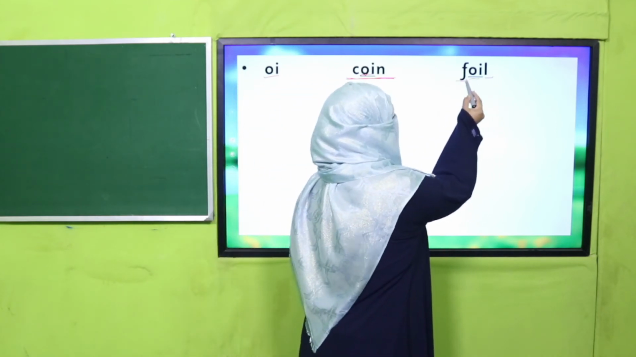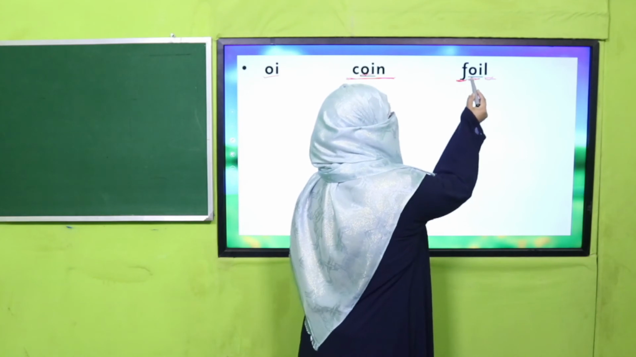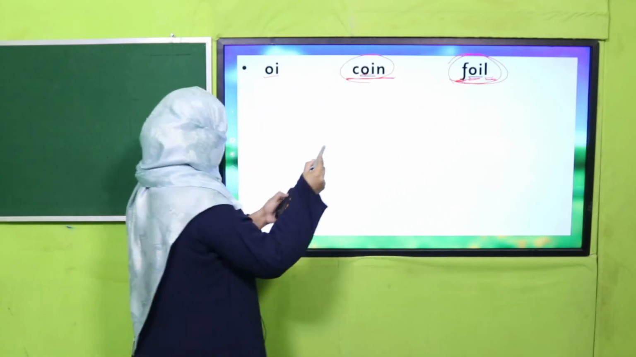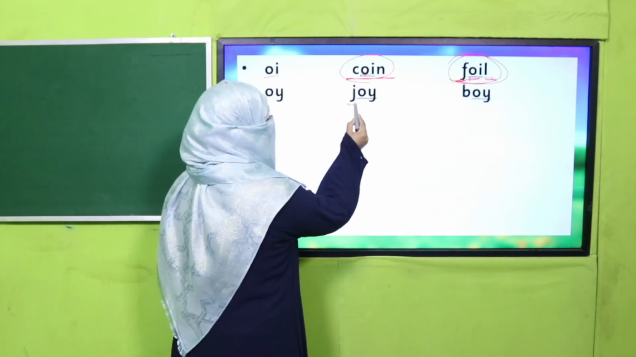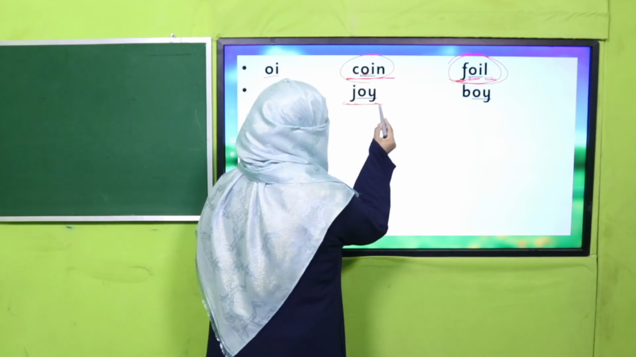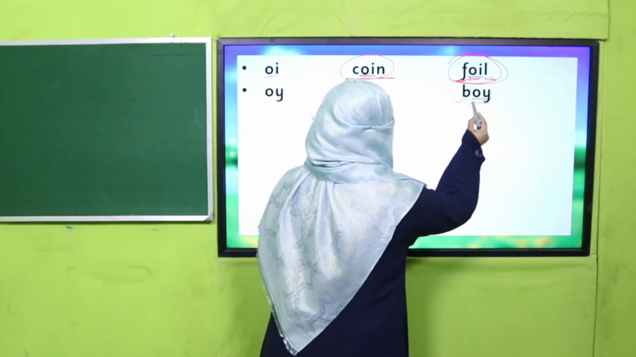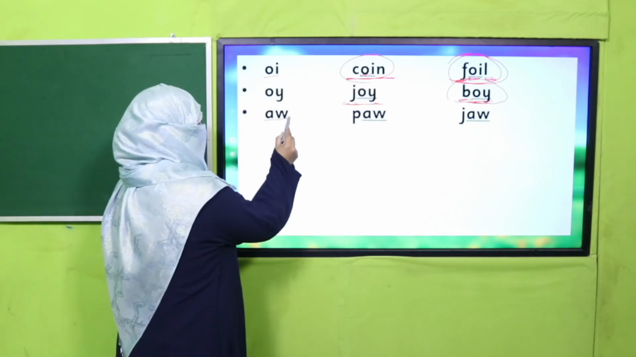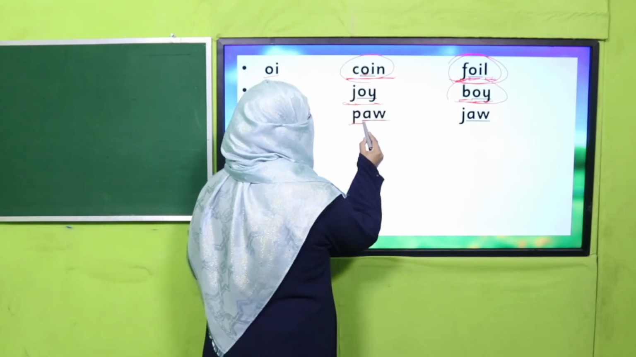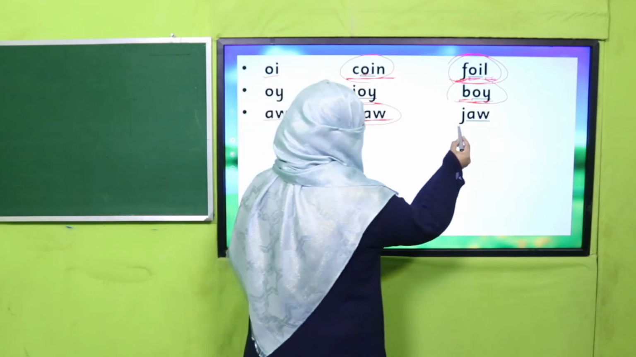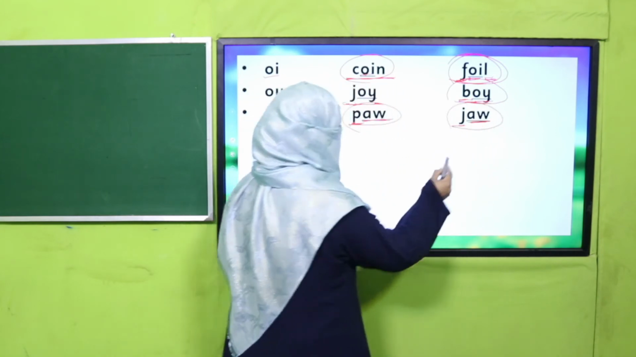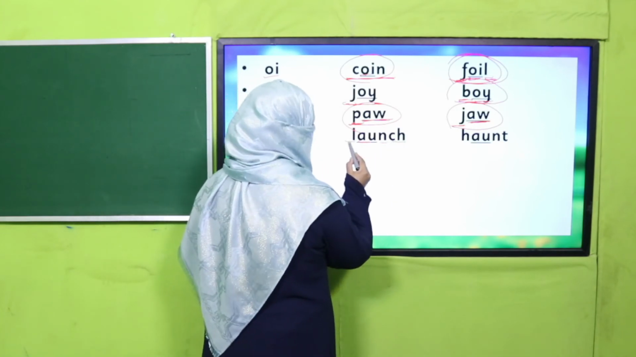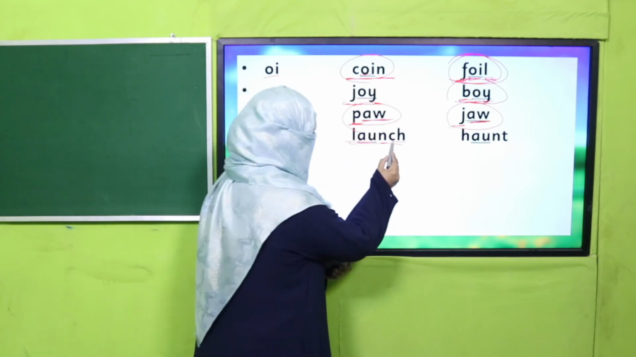Oi, l, foil. Coin, foil. Oi, joy. Oi, boy. Aw, paw. Aw, jaw. Aw, launch. Now you see one thing more, my dear students.